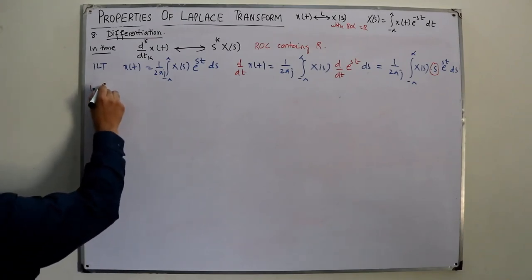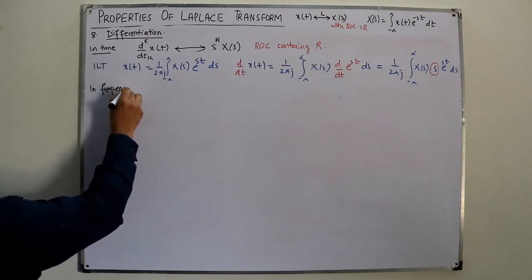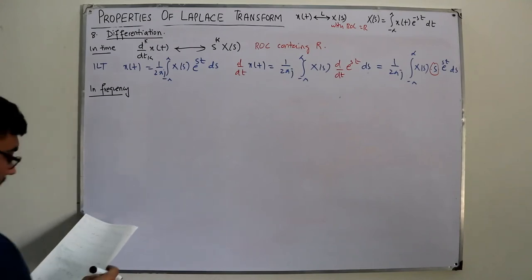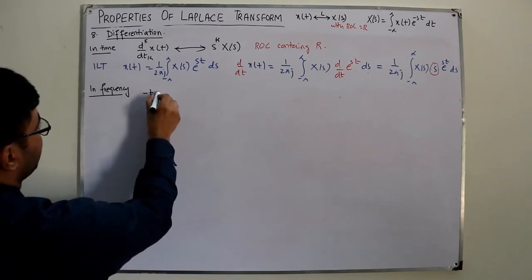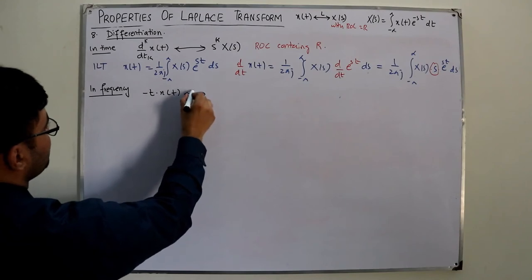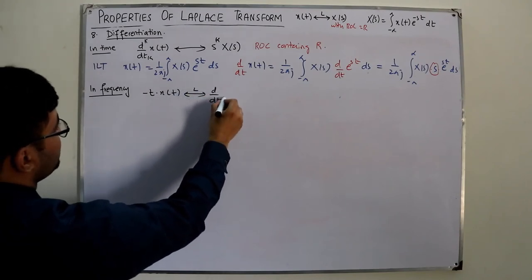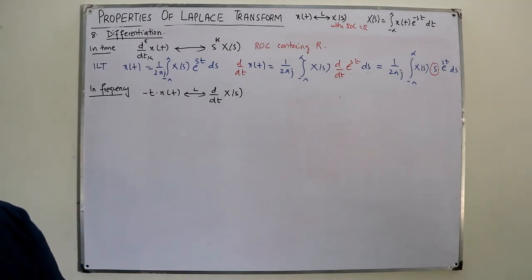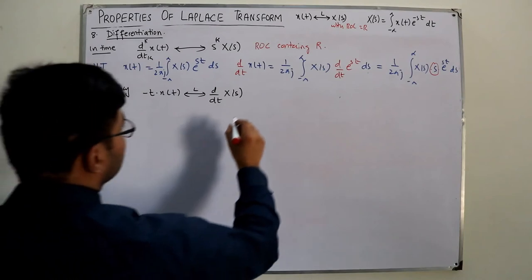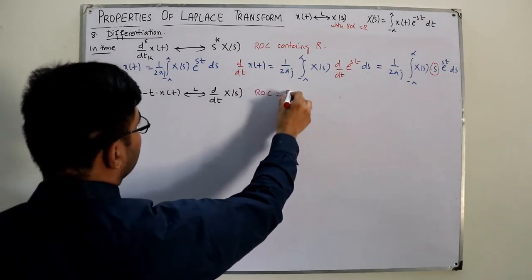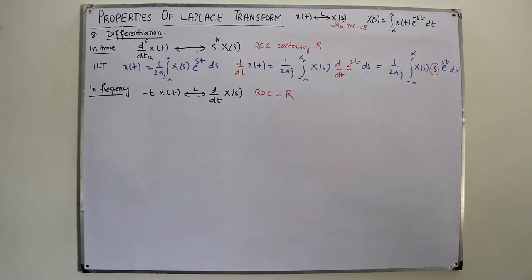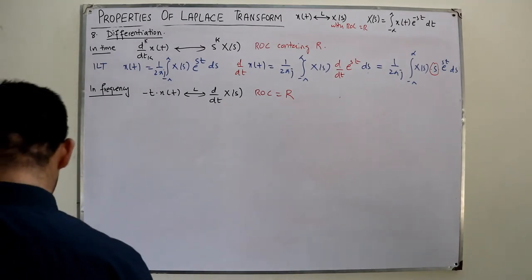The next, in the frequency domain, for that, what do you have? You have to multiply by a negative t in the time domain. Negative t times x of t has the corresponding Laplace transform d ds of X of s. ROC is the same, no effect. ROC is equal to R. You can have as many examples as you wish by yourself, okay?